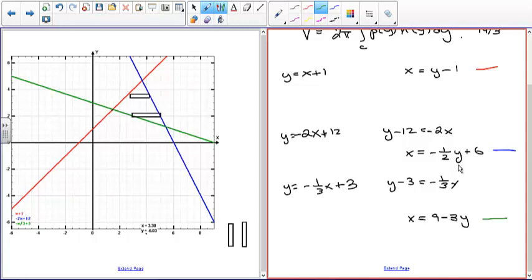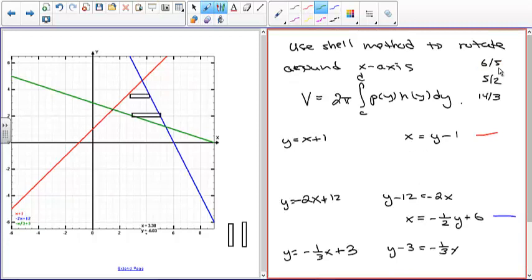So that's what I got. I subtracted 12 from both sides, divided by -2. And what I was doing was checking the y-intercepts, and here you can check the x-intercepts. So this red curve has an x-intercept of -1. The green curve has an x-intercept of 9. The blue curve has an x-intercept of 6. So at least those numbers are right.